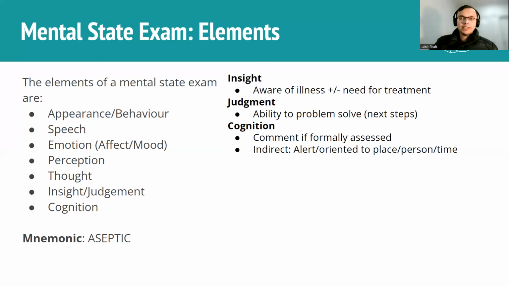And then judgment is the ability to essentially problem solve and figure out next steps. So if you ask them, what's your plan once you leave here? And they're able to show you clearly that they're going to follow up with whatever treatment you've given them, have a chat with maybe a GP afterwards. That's an example of good judgment and good insight. And you can test it in other ways, but if they show a lack of that, it'll usually be quite obvious, and you're able to comment on that here as well.